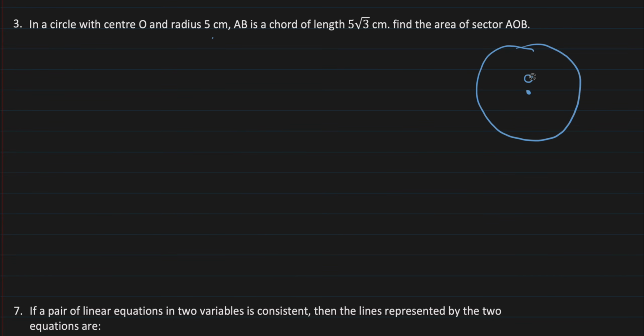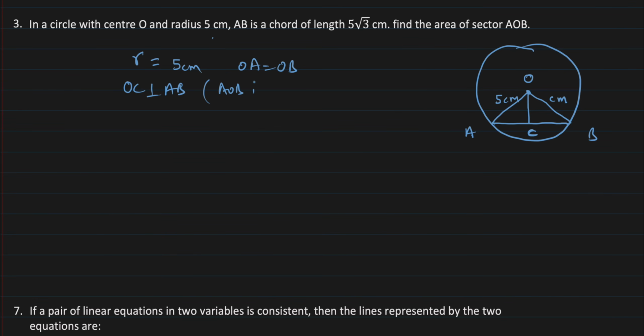So you have center O and we have a chord AB. Chord AB, join OA and join OB. So radius is given to you as 5 cm. So OA equals OB, 5 cm. So we know that it's an isosceles triangle. And draw a line. Let me name it as C. So you know that OC is perpendicular to AB, right? Because AOB is an isosceles triangle, correct?